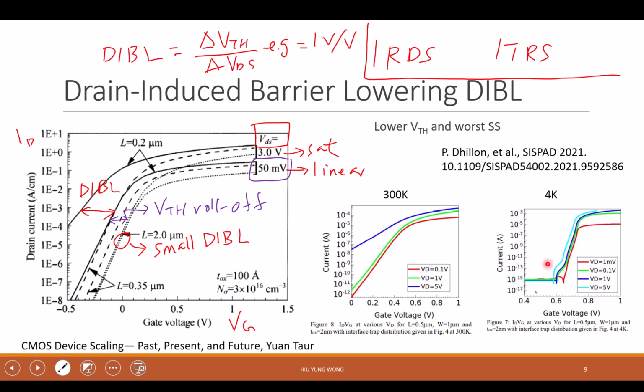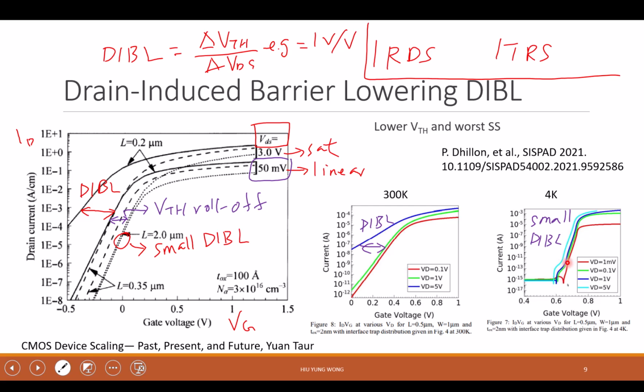Now, these are some simulations we did. Here you see that at 300 Kelvin, with VD from 0.1 volt to 1 volt to 5 volt, for a pretty long 0.5 micron device, we do see this DIBL, right? This is DIBL. But for 4 Kelvin, DIBL is small. Do you have any idea why? Is this because of temperature-dependent scattering effects, which in fact prevent the depletion region from being wide enough under the gate? That might have some tiny effect, but the main effect is not this.